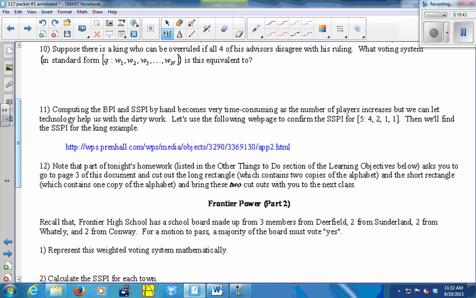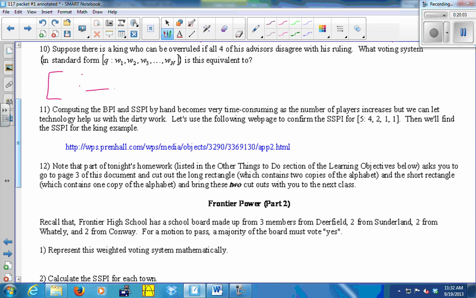Okay, so let's suppose there's a king. He has 4 advisors, and he can be overruled if all 4 of his advisors disagree with his ruling. What voting system is this equivalent to? Try to come up with a voting system using this method.